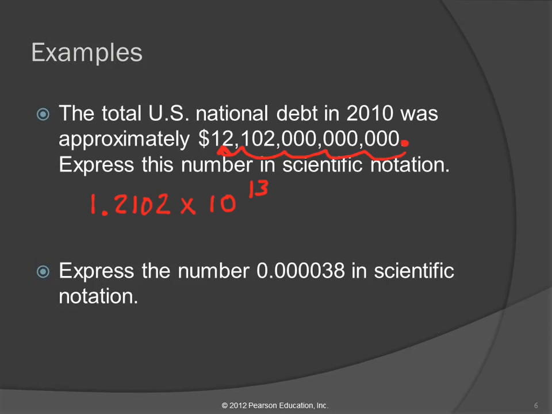And then you ask yourself, is that a big number or a small number? That's a big number. So it's a positive 13. And then I suppose we should put a dollar sign on there, because that's the unit. So that is the national debt from 2010 expressed in scientific notation. Any questions?